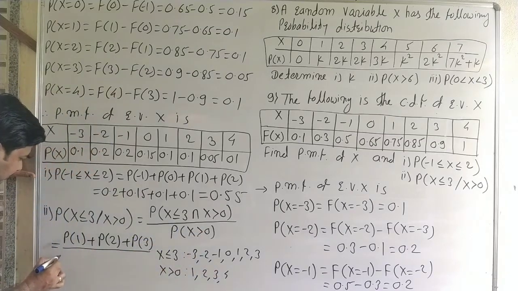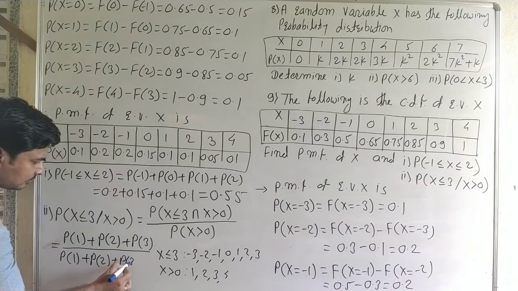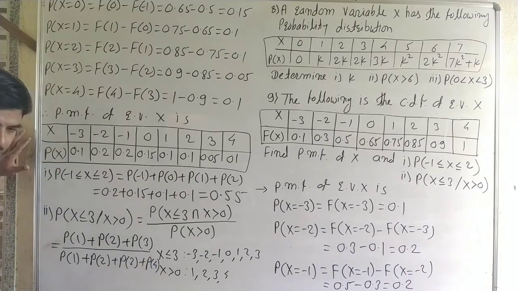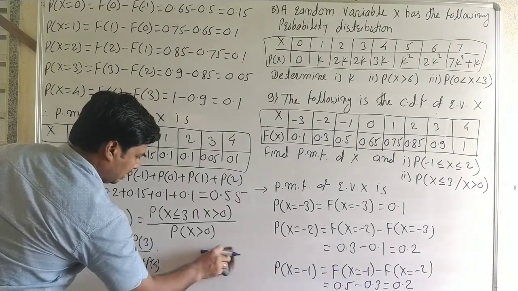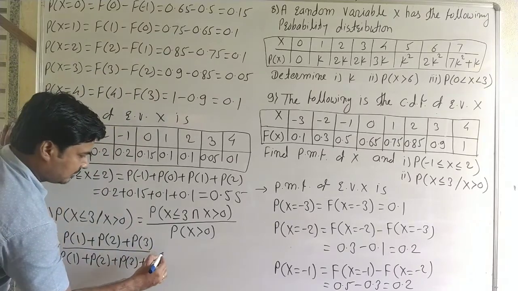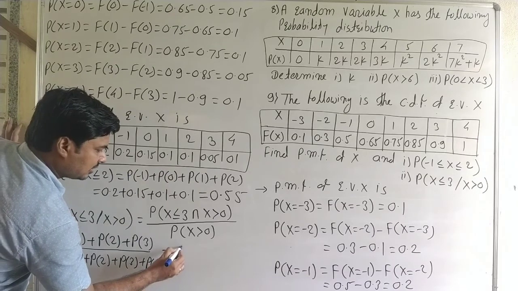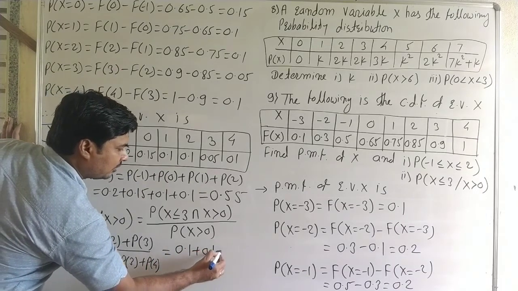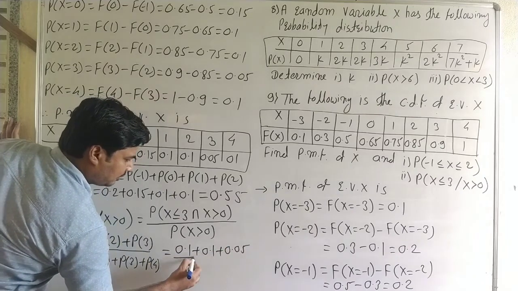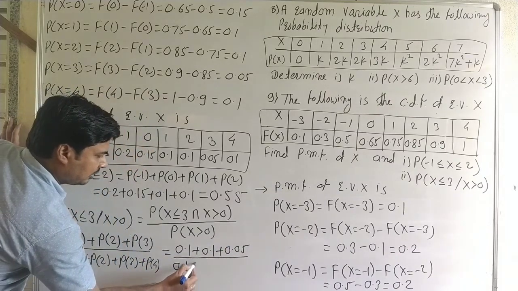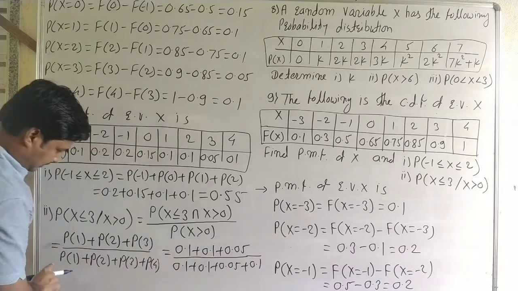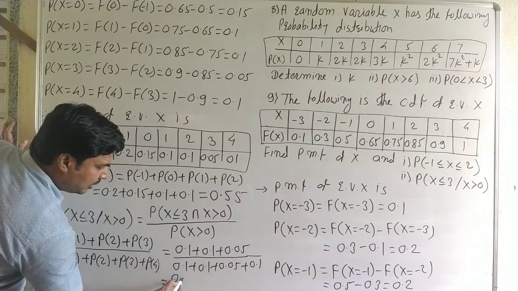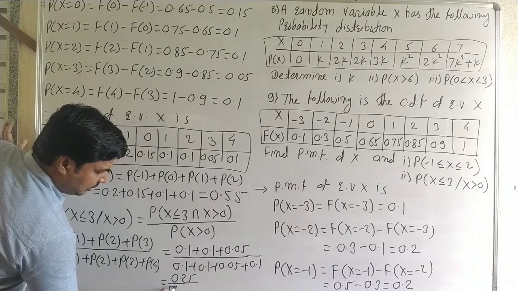Here it is x greater than 0: probability of x equal to 1, 2, 3 and plus probability of x equal to 4. Now put the values of probability and calculate this. Here probability of 1 is 0.1 plus 0.1 plus 0.05 upon 0.1 plus 0.1 plus 0.05 plus 0.1. Now calculate this. Here it is 0.25 upon 0.35.